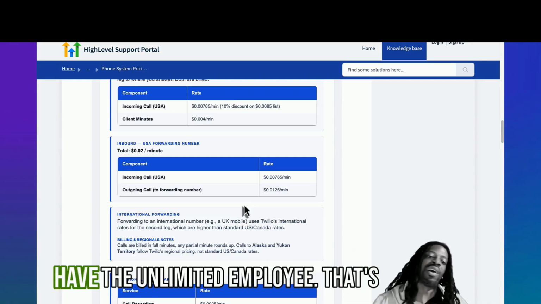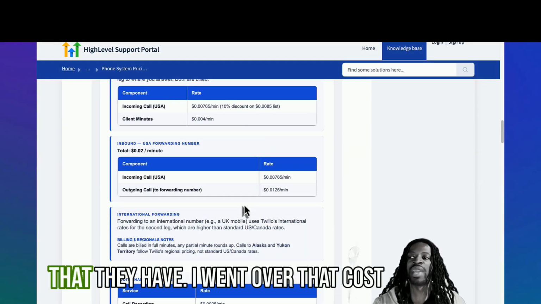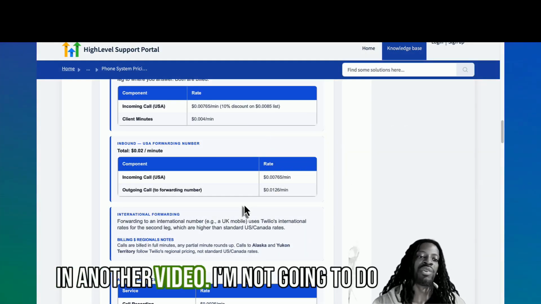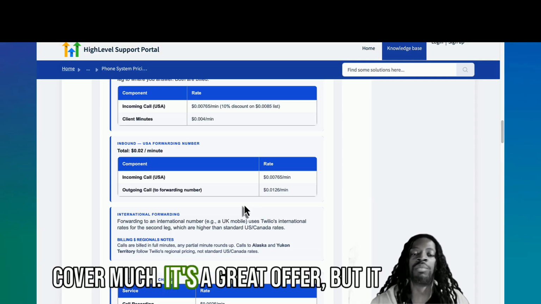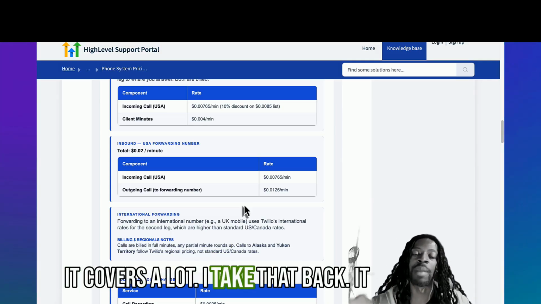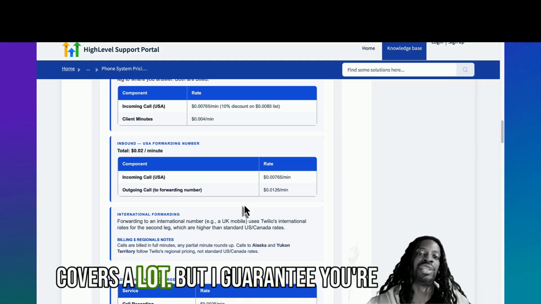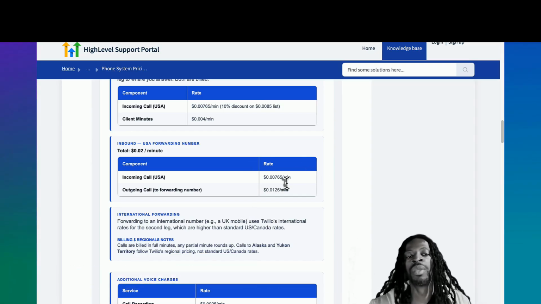And I know what you're thinking, oh, I have the unlimited employee. That's not gonna cover you. The employees that they have, I went over that cost in another video. I'm not gonna do it here. Go look it up. It doesn't cover much. It's a great offer, but it doesn't cover what you're thinking. It covers a lot, I take that back. It covers a lot, but I guarantee you're not thinking about what it really covers. So go watch that video.